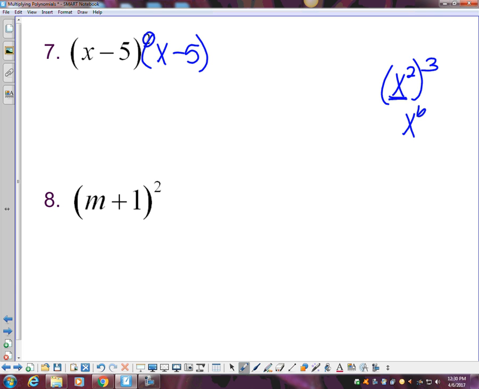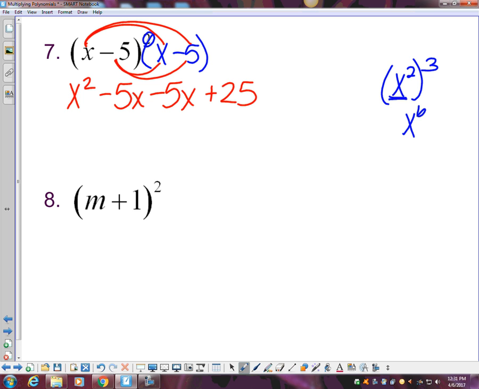So now you go full on lobster. X times x, x squared. X times negative 5, negative 5x. Negative 5 times x, watch your signs, negative 5x. Negative 5 times negative 5, a negative times a negative is a positive. Okay? Do those middle two terms cancel? No. Your signs are the same. They don't cancel. They only cancel when one's a positive and one's a negative.